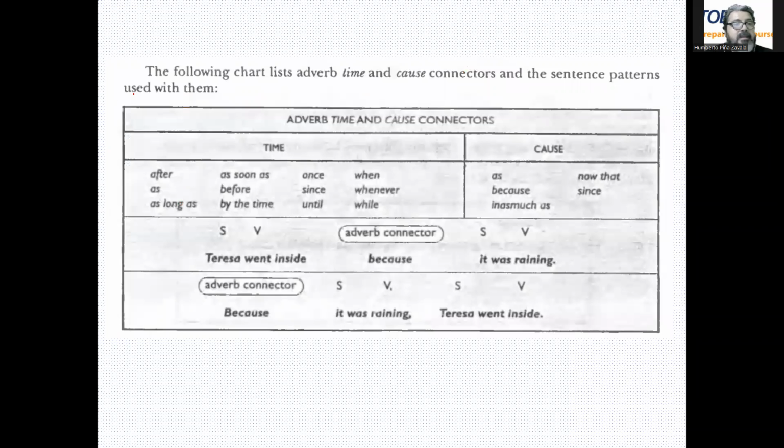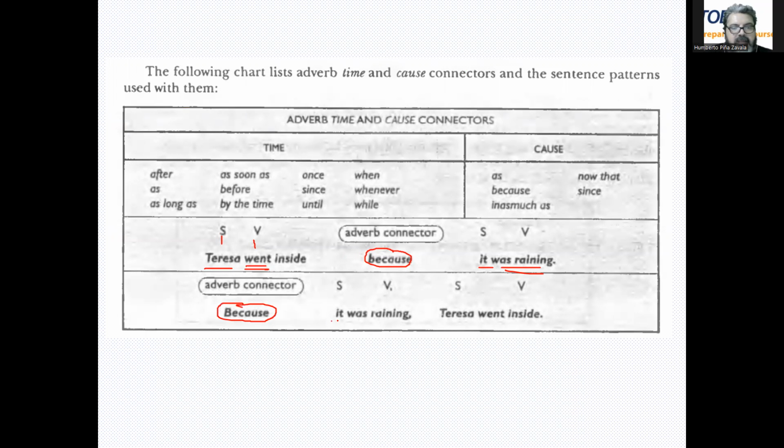All right. So here in this chart, we can list some adverb time and cause connectors and the sentence pattern to be used with them. Okay, for time we got after, as soon as, once, when, as, before, since, whenever, as long as, by the time, until, while. Okay, and for cause we got as, now that, because, since, and inasmuch as, right? That's the cause. So we have Teresa went inside, subject, verb. It was raining, right? Subject, verb. And we got the other connector, because. Now, this is in the middle, so it doesn't need a comma.